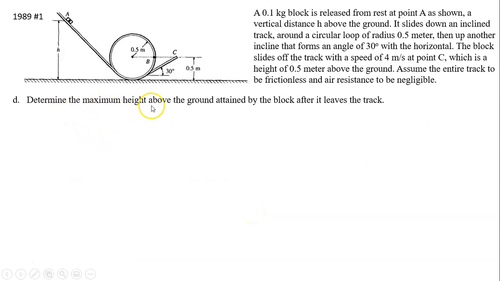Next one: determine the maximum height above the ground attained by the block after it leaves the track. So here is the block. What it's going to do is become a projectile. They are asking, what is this height right over here? This is kinematics. The height is in the vertical direction. We say up is positive, and to the right is positive. At the highest point, we know the vertical velocity equals 0.